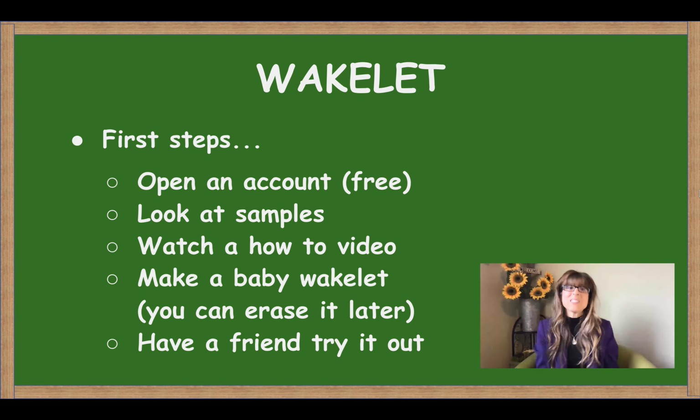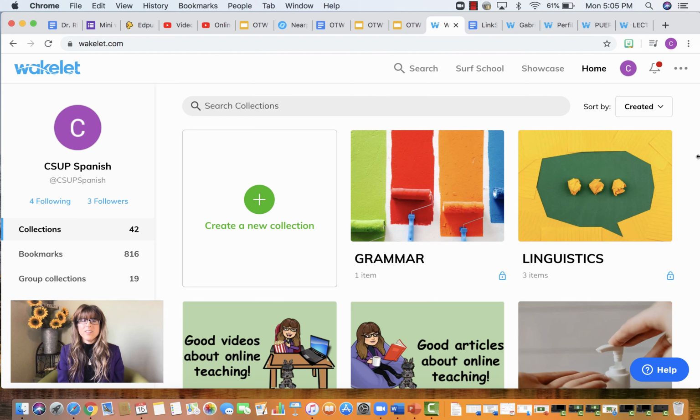The first steps that you want to do for a Wakelet is open an account. You can open it with a Google email or other ways, but really the Google email works very well. Also look at samples, which I will share. Watch a how-to video, which you can find in the main page of the workshop under the little video camera. Maybe make a baby Wakelet and have a friend or you try it out. Let me show you some examples.